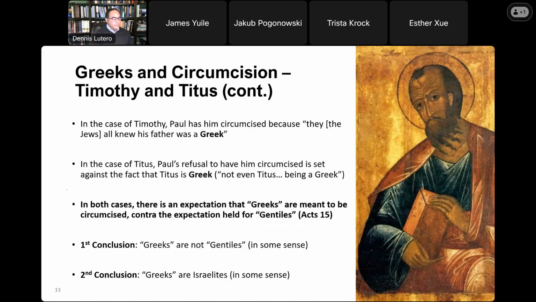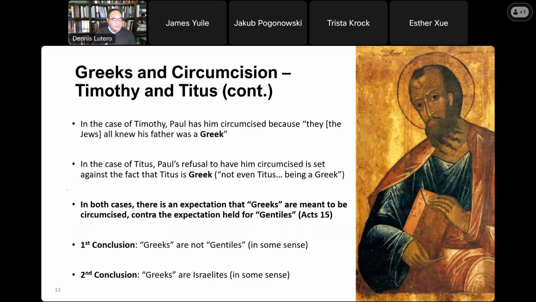In both cases, there is an expectation that Greeks are meant to be circumcised, contra the expectation of circumcision held for Gentiles, an exception set for Gentiles in Acts 15 at the Jerusalem Council. Because of the expectation of circumcision, Timothy and Titus must be some sort of Israelite. Thus, our first conclusion: Greeks are Israelites in some sense.